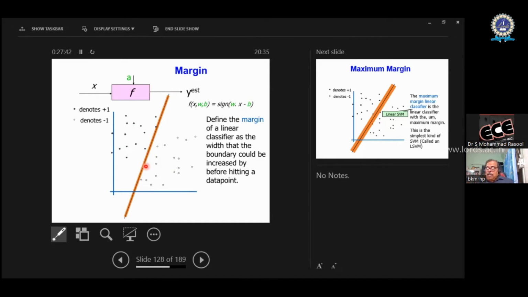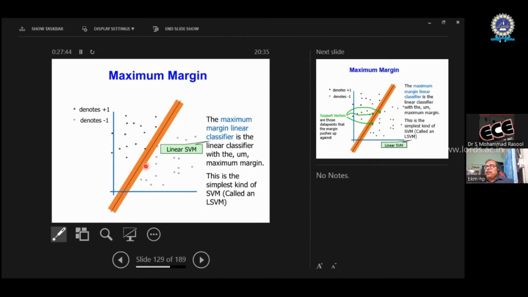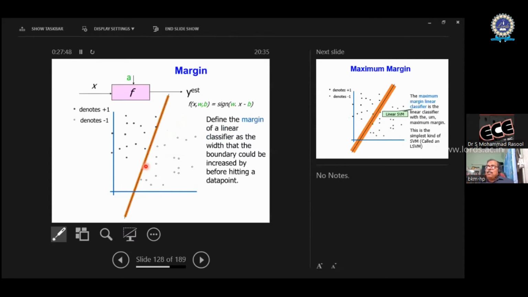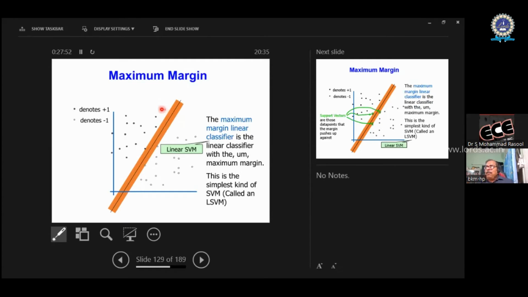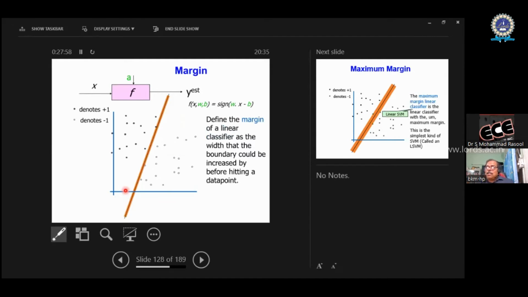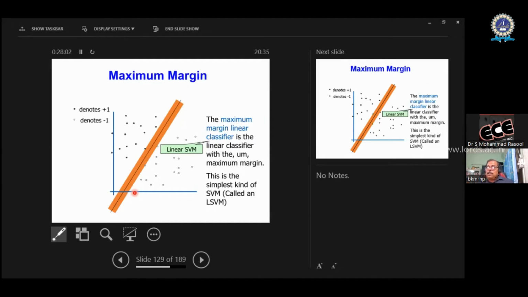So compared to this, what about this? Now, all I did was change the slope of this line. And now I have a different line intersecting the x-axis at a different location. So this line has a different slope, different intercept compared to this. Here the slope is less, intercept is closer to the origin.